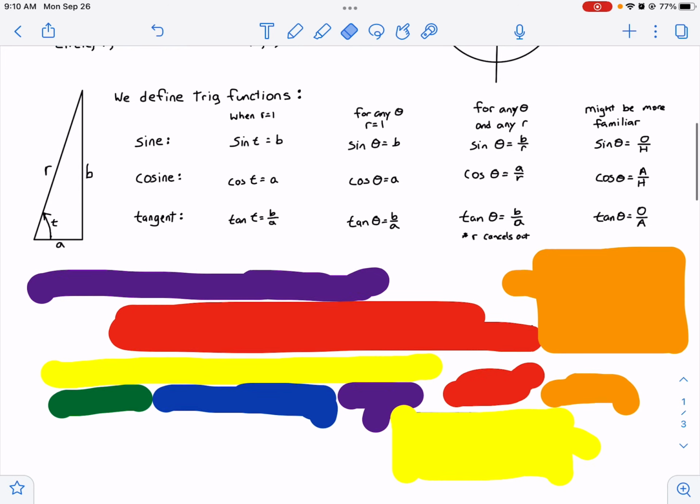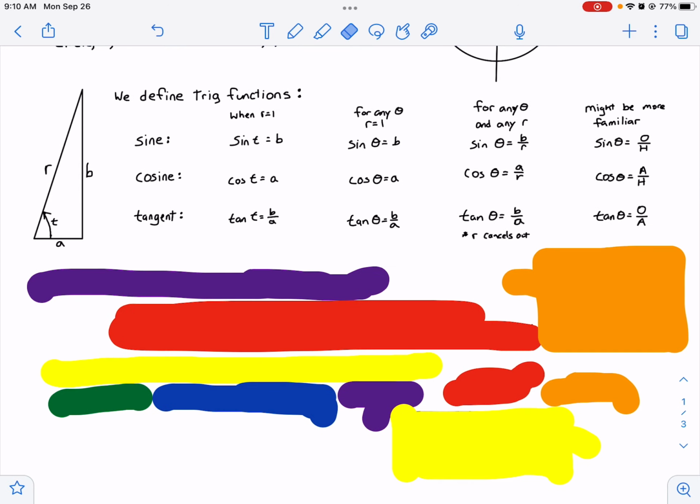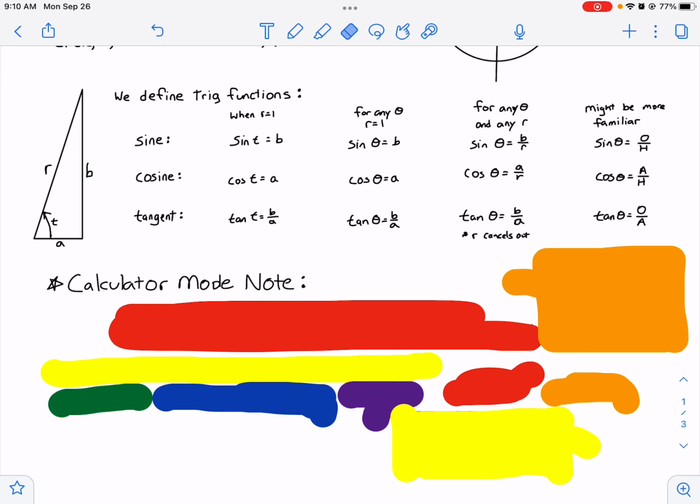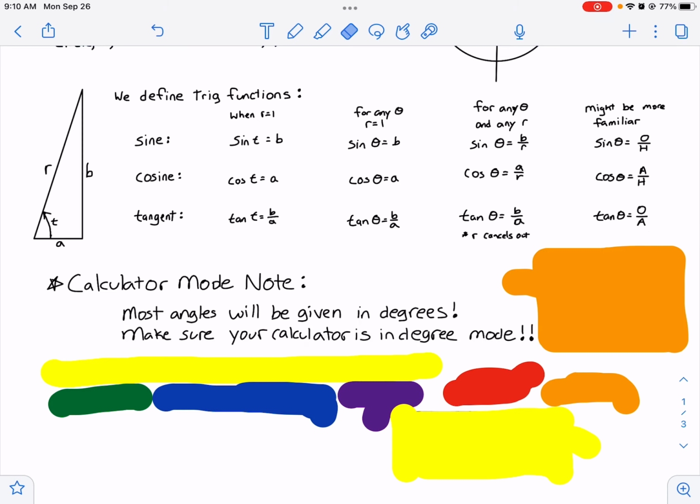The biggest thing that students do when they are using trig functions in physics class is they don't pay attention to what their calculator is set on. Your calculator has different modes that it can use to calculate sine, cosine, and tangent. Most of your angles in this class are going to be given in degrees, so you need to make sure that your calculator is in degree mode.